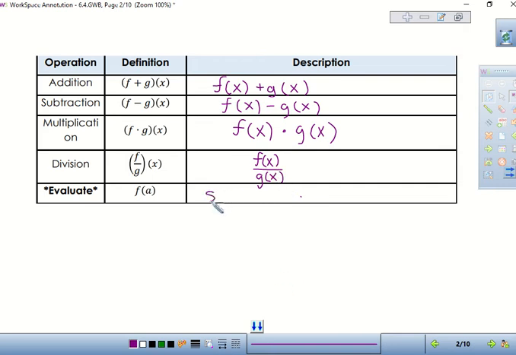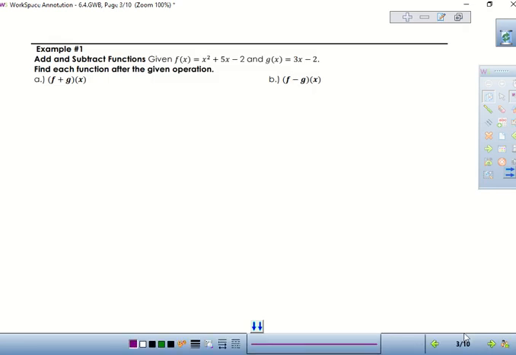And then lastly, this is just the substitution property. Substitution is just where you replace all of the variables by another variable that's given to you or a number. Sometimes you're going to have a combination of these different operations in one. They may ask you to add two functions together and then plug in one. So that can happen. The first one we're going to look at gives us the value for f of x and g of x, and it's asking us to add those together.